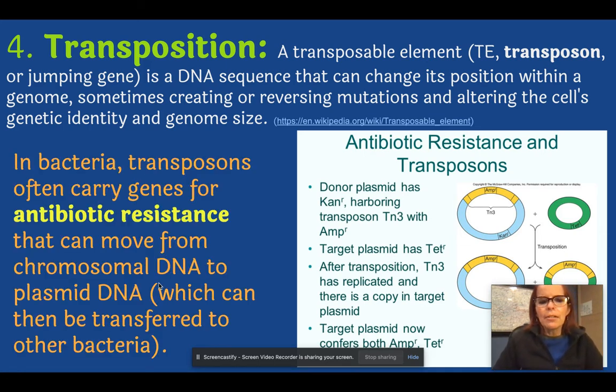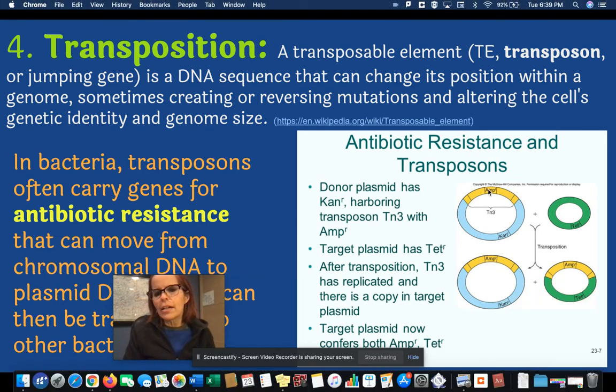Let's go with this. In bacteria, transposons often carry genes for antibiotic resistance. They can move from chromosomal DNA to plasmid DNA, which then can be transferred during conjugation, for example, or when the bacteria dies. So if you look at these plasmids here, the AMP-R, that is an example, or the TET-R, those are examples of antibiotic resistant genes that are found in the DNA.